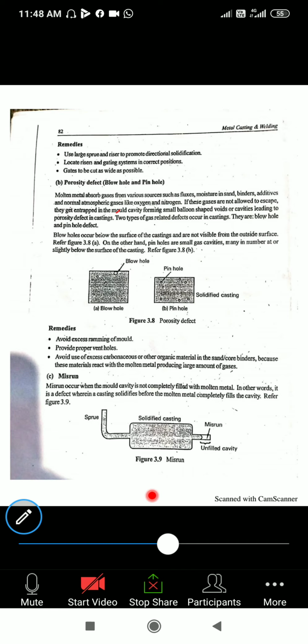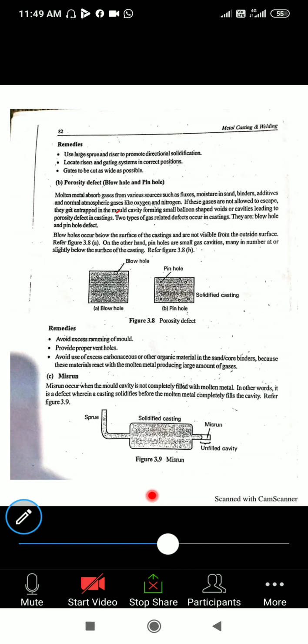When the molten metal absorbs gases, and you pour that gas-laden molten metal into the mold cavity, it undergoes solidification. After solidification, when the casting is removed, you can see small holes on the casting, because during solidification the gas comes out and produces small holes or blowholes on the surface of the casting or within it. These types of defects are called blowholes and pinholes.